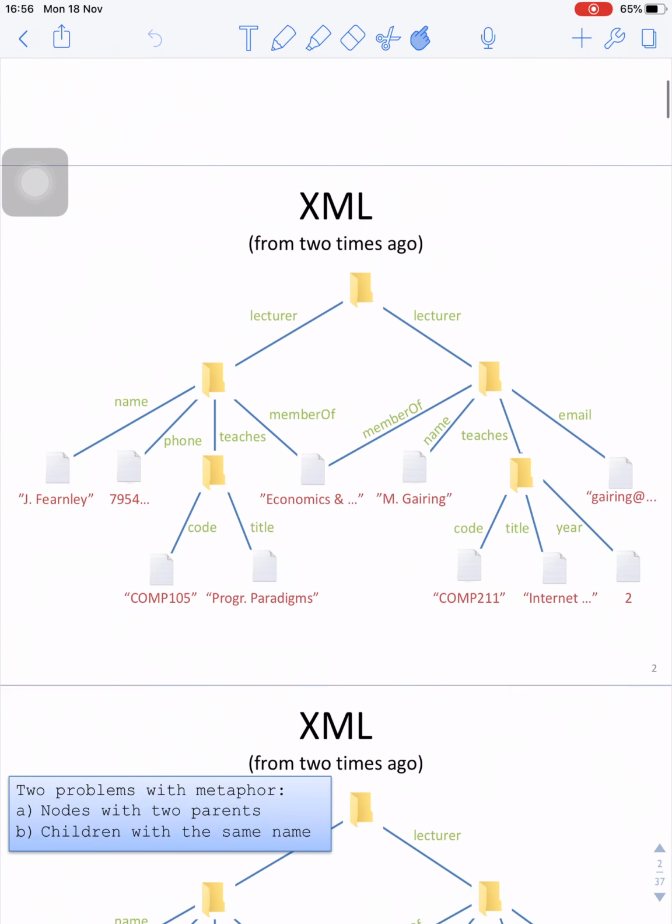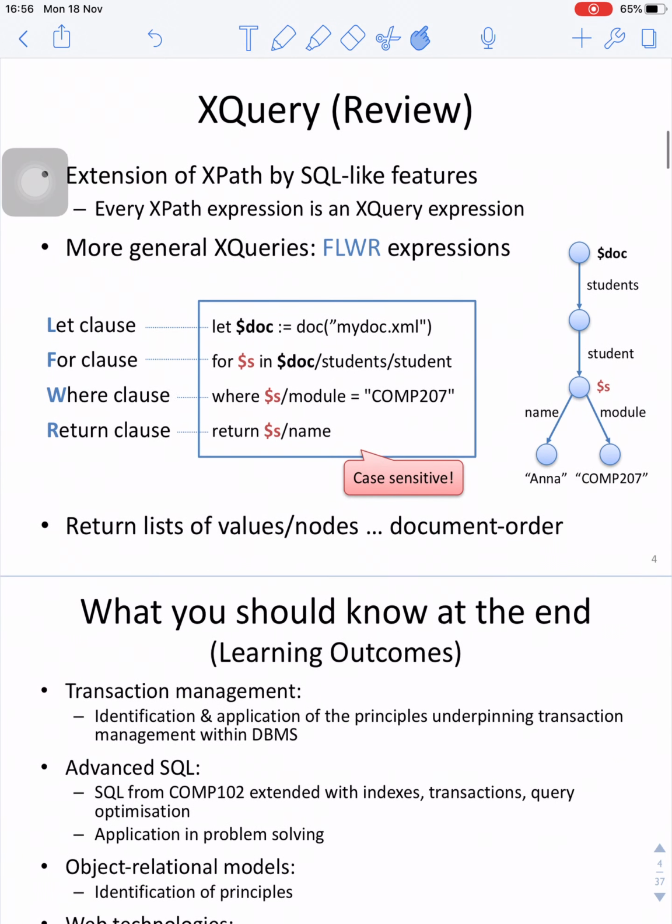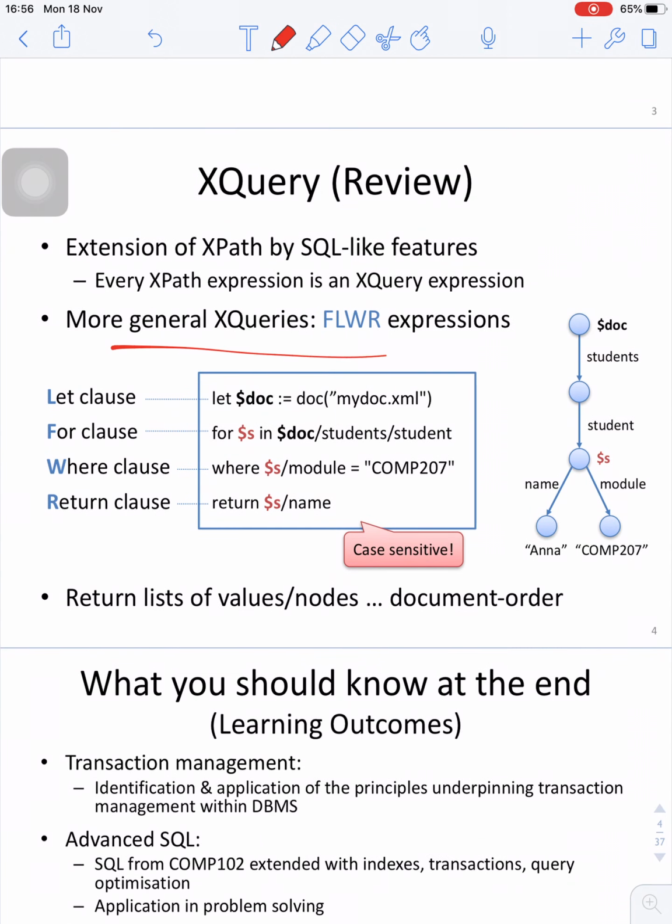XML is just like that. As I mentioned before, there are some problems involved, which means two nodes with one node having two parents, children with the same name. And XQuery is an extended version of XPath with some SQL-like features. Every XPath expression is also an XQuery expression.